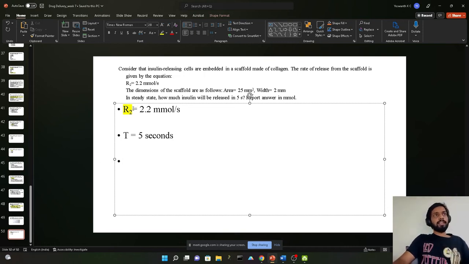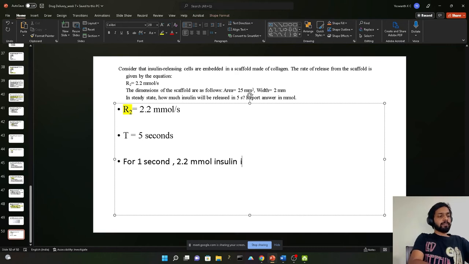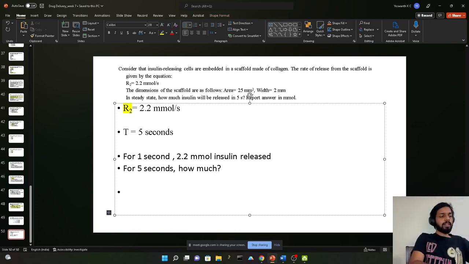Fairly straightforward because they have actually given you the release rate, right? So we know that per second, 2.2 millimolar insulin is being released. All you have to find out is how much is released in 5 seconds. For this, all you have to do is 2.2 into 5, which is 11, right?